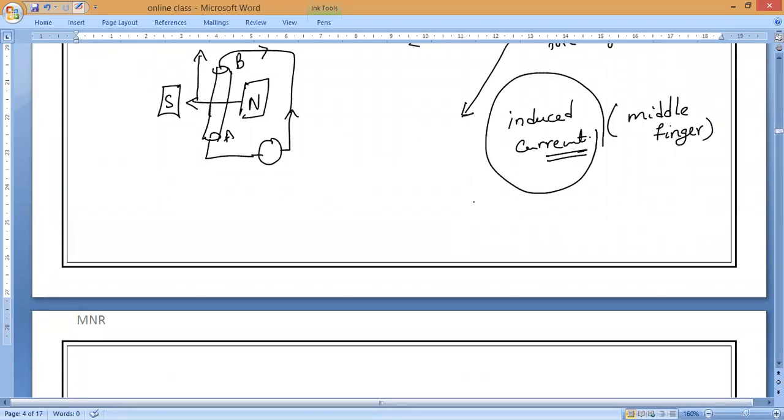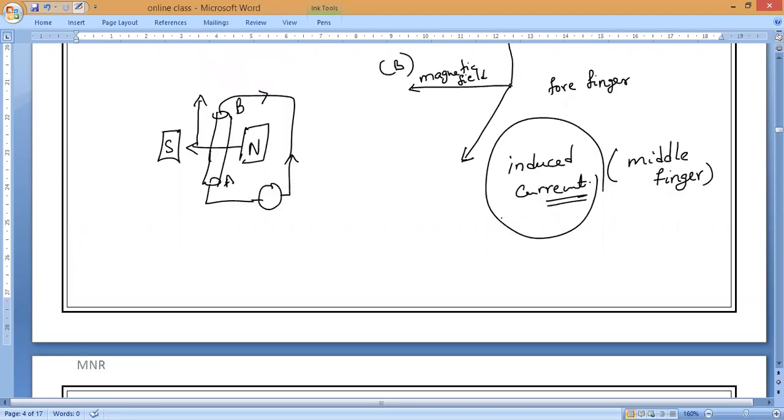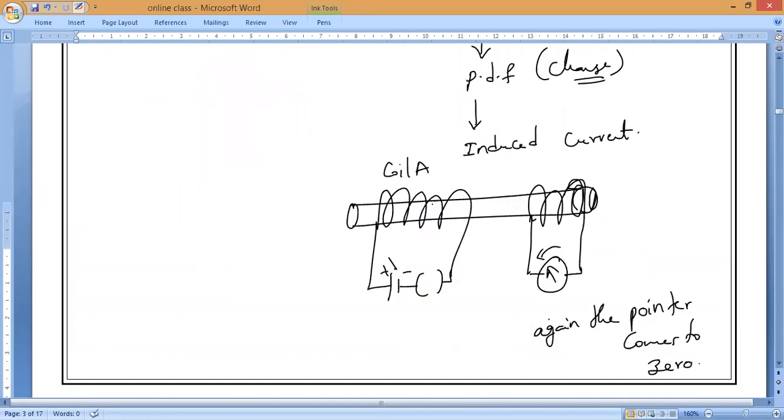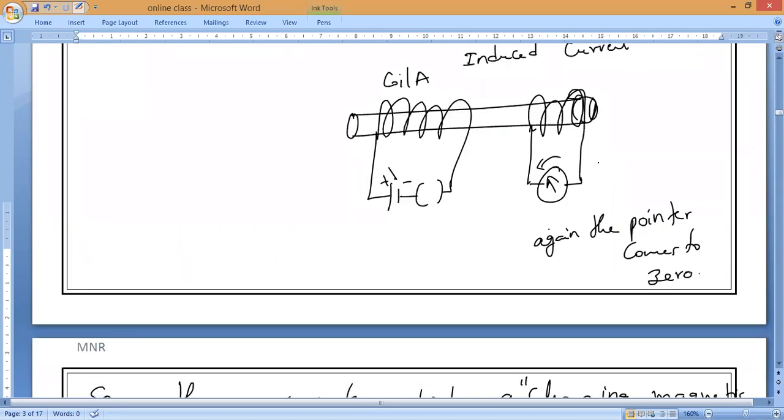So now here, if you notice it, I want to say the important thing to you. In this experiment, the last experiment, if you notice, we are inducing the current by changing the magnetic field. Yes or no, guys? Please respond. So we are inducing the current with the help of change in magnetic field around coil A, so that the magnetic field around coil B also changes. Which is causing change in magnetic field, causing potential difference. So potential difference is inducing the current.